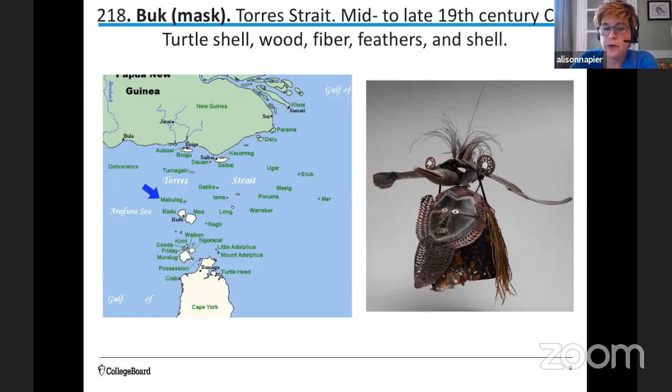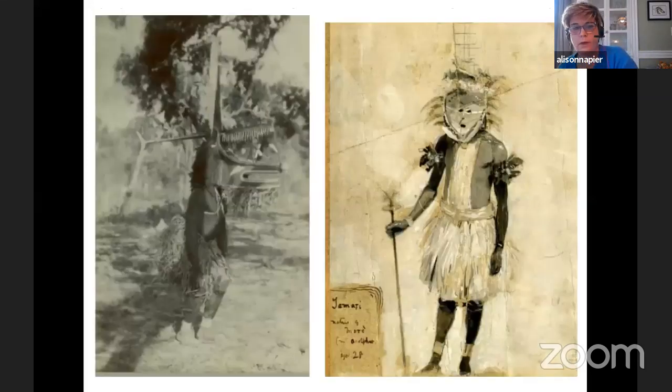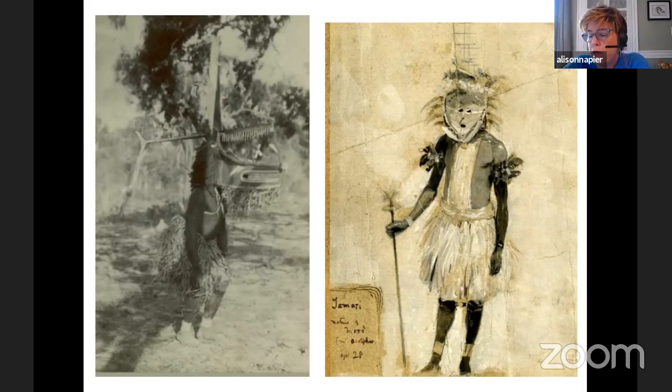The mask materials are turtle shell, wood, fiber, feathers, and shells, and it was created sometime in the mid to late 19th century, about the time we're seeing cultural contact with colonization. They're used during funeral ceremonies and increase rituals, which are rituals designed to ensure bountiful harvests and an abundance of fish and game for the culture. It's speculated that these masks may somehow represent ancestors or legendary heroes.